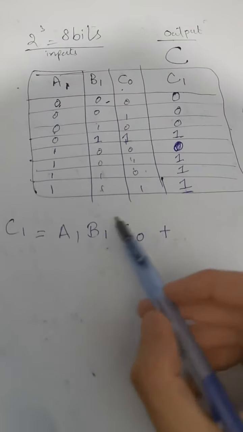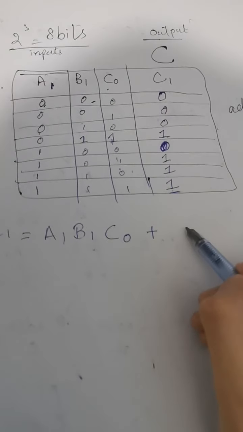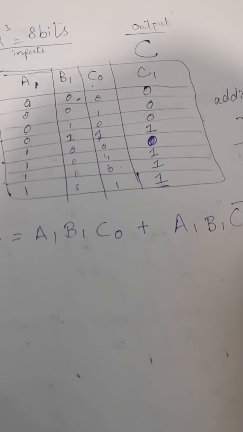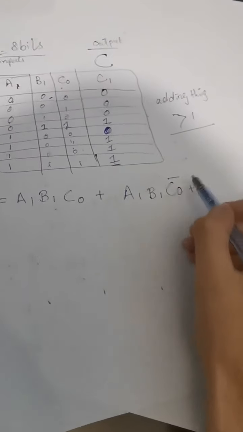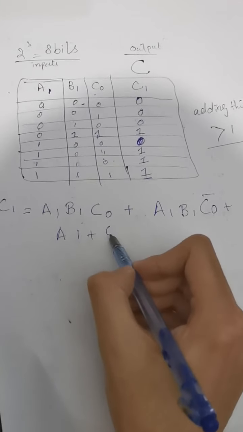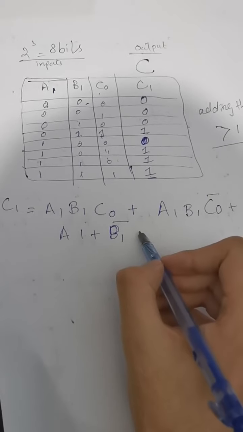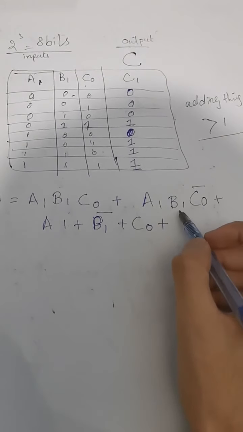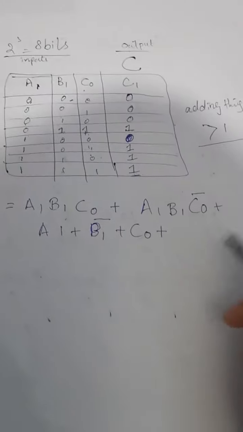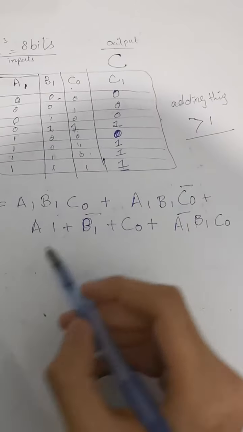So the first equation will be A1, B1, C0. The second equation will be A1, B1, and C0 bar. Now the third one will be A1, B1 bar, and C0. And the fourth one will be this term, A1 bar, B1, and C0. Okay, this is our equation.